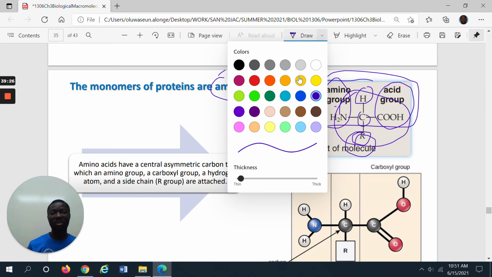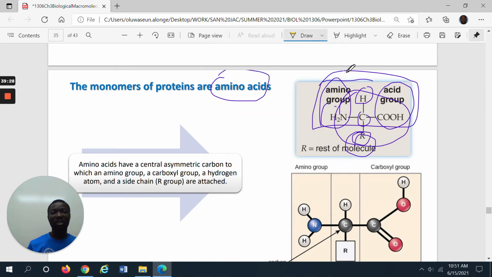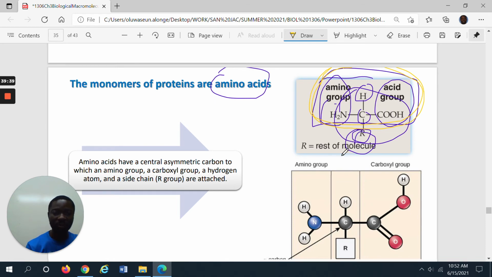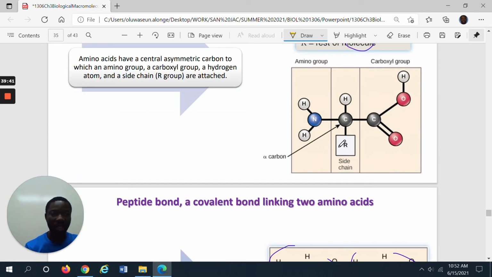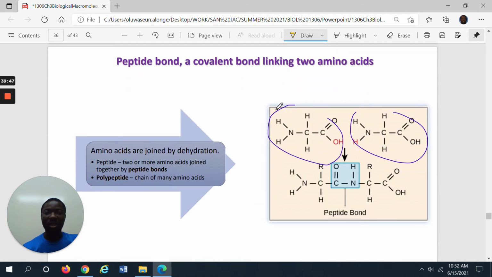Let me change this to a yellow pen and use it. Now these three components must be there before it will be called an amino acid. This is what varies. The R here can vary. So again, these three components must be present, but these can vary.